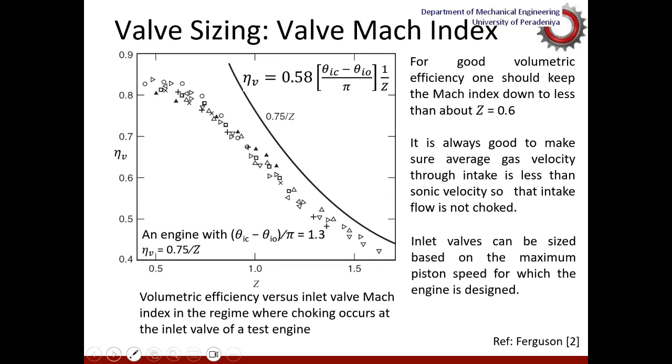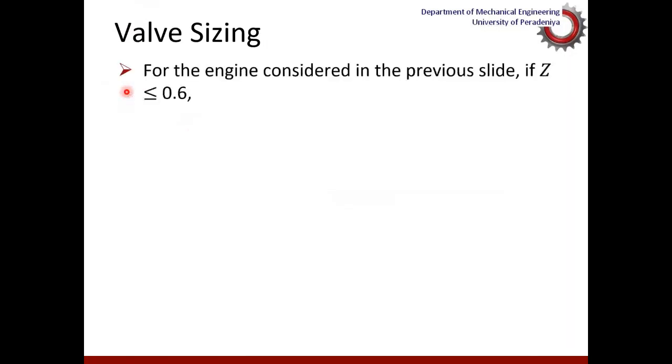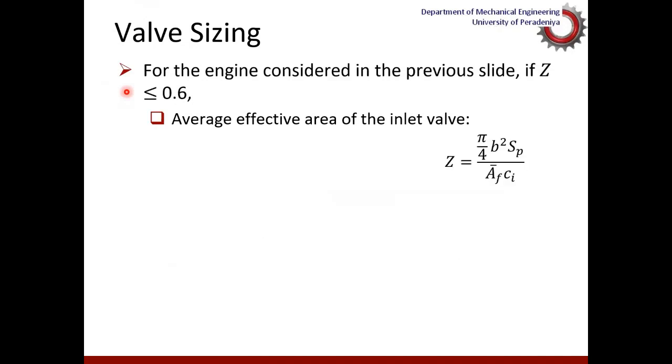So Z less than 0.6 gives you the maximum volumetric efficiency under choked condition. That means if it is not choked condition, it will always be better. So the average effective area we could write down based on this relationship, the definition of Mach index. If this Z is less than or equal to 0.6, then this normal area becomes the intake area for the intake stroke.